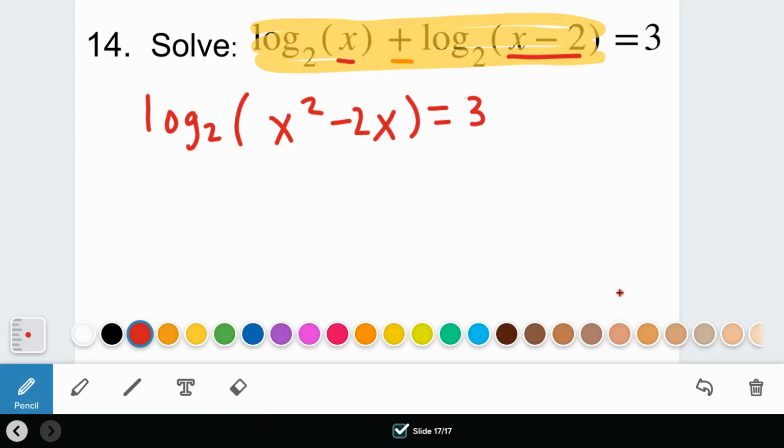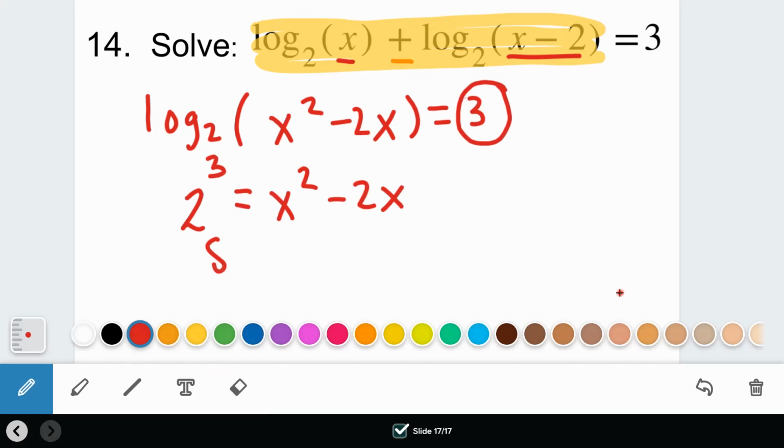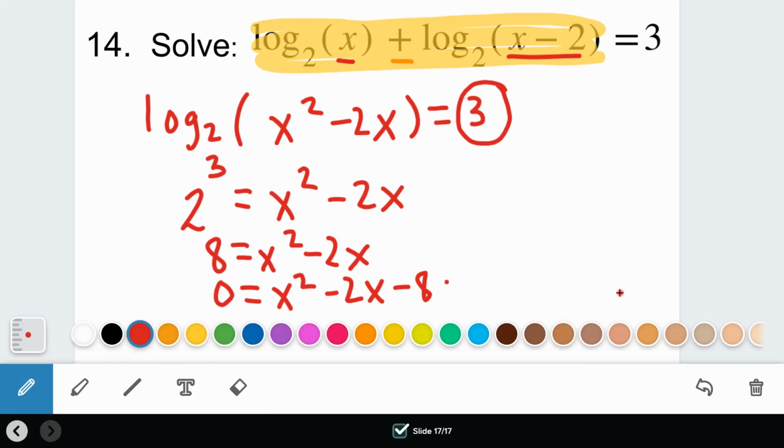So now what's going to happen is I'm going to rewrite this in exponential form. So I'm going to take the base, set it equal to the power, and log is always equal to power. So that's going to be my power. So I get 2 to the 3rd is equal to x squared minus 2x. I get 8 is equal to x squared minus 2x. I get 0 is equal to x squared minus 2x minus 8.